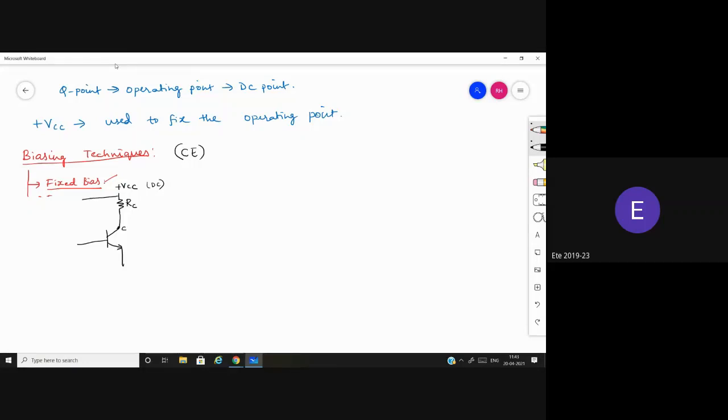Between the plus VCC and the base, which is here, and this is the emitter, we are going to connect one resistance. Since this is connected to the base, we call it the base resistance RB. And in the fixed biasing technique, we are not going to have an emitter resistance. It will be directly grounded.